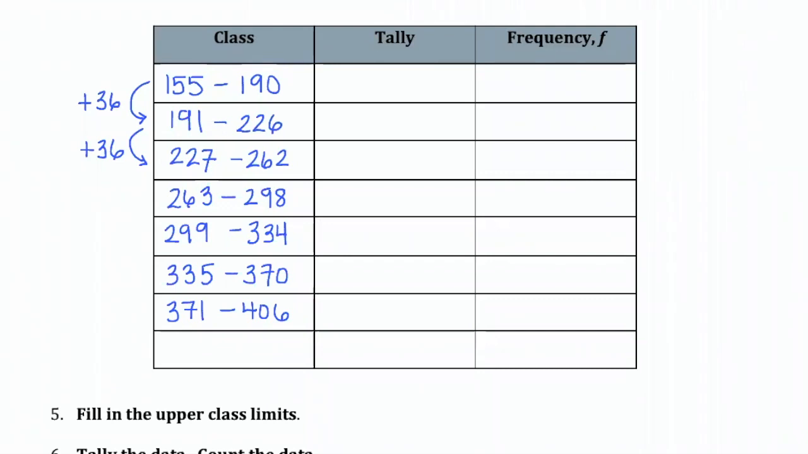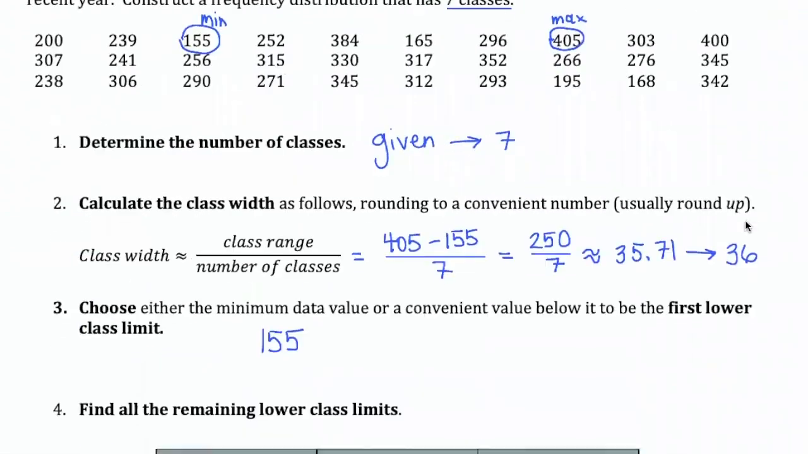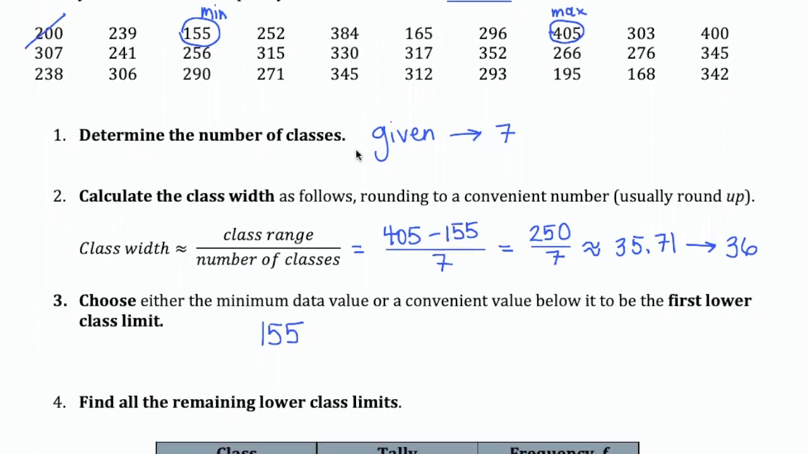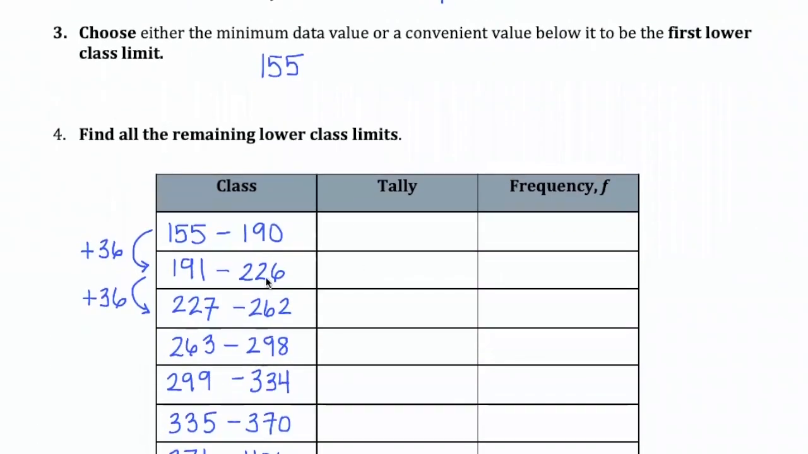And the last step is simply to tally the data now and count the data. So this is where you would go back to your original list of data and go one by one, finding a score and putting it into the proper class. So the first piece of data is 200. I'm going to cross it off so I know that I've tallied it. And 200 falls between 191 and 226. So I put a tally mark there.